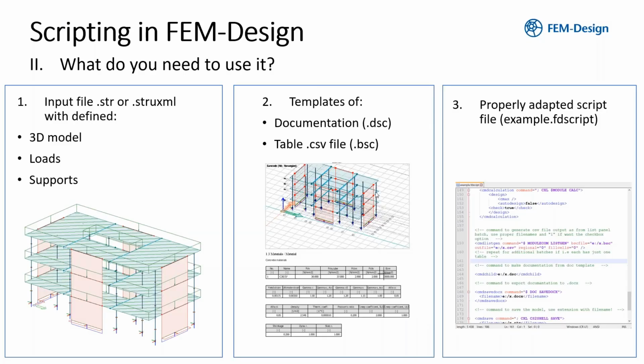And then what do you need to use it? What is necessary? First of all, you need to create a 3D model with applied loads and supports. Then if you would like to generate also a separate file with documentation or CSV tables, then you should beforehand create a documentation template and table template with DST and BST extensions. And then when all of it is done, you just adjust your script. I will show you how to do it.